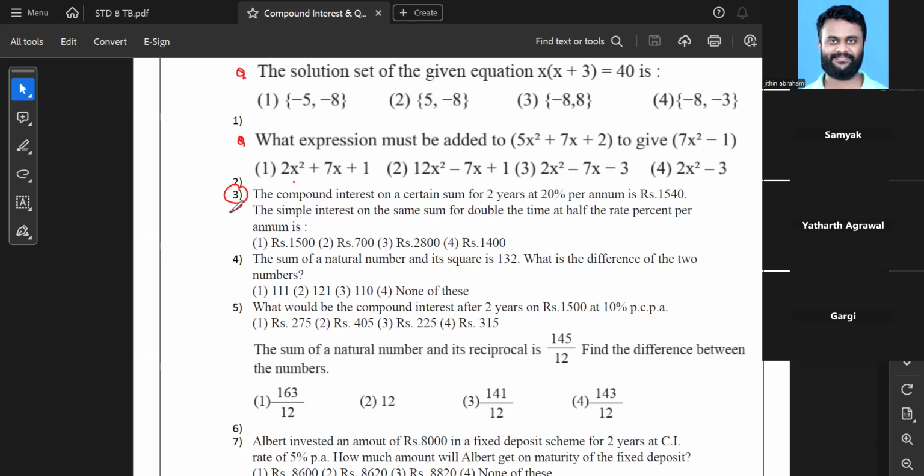Okay. Now, compound interest on a certain sum for 2 years at 20% per annum is 1540. The simple interest on the same sum for double the time at half rate per annum will be how much? So we have to find how much will be the simple interest.